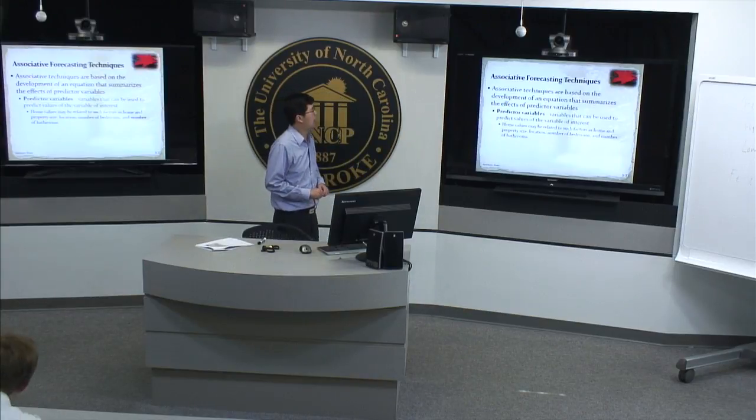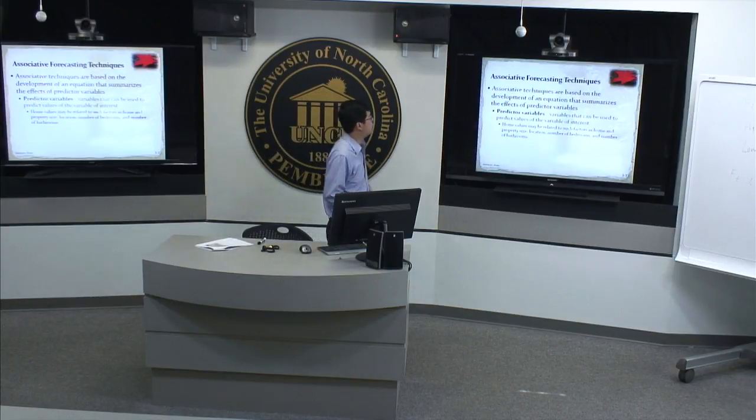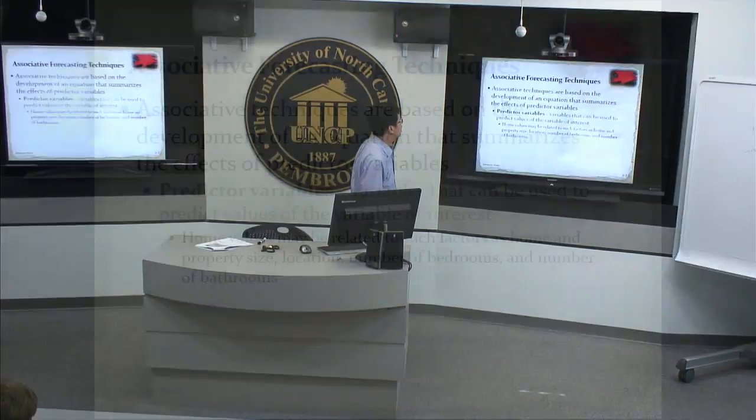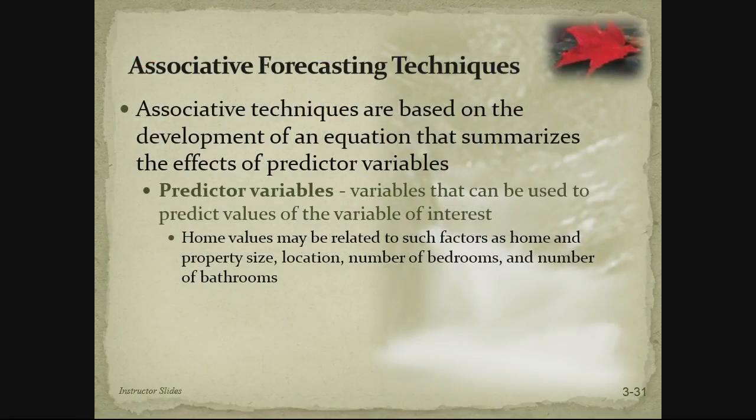Well, we'll talk about another technique. It's called the associative forecast technique. It's based on the development of an equation that summarizes the effects of predictor variables. If you want to forecast something, we want to find something related to it. Like GDP, even though it's about cycle, the same thing applies here with the associative forecast technique. For example, home value.